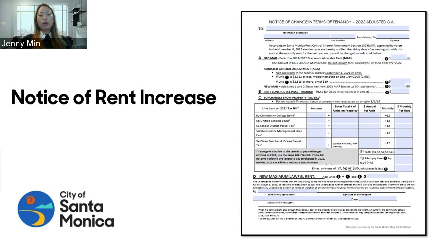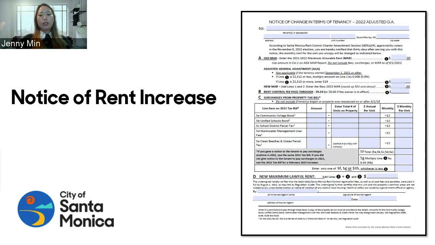So as you can see, there are sections A, B, C, and D. Section A, line 1 will have the old MAR. Line 2 would be the general adjustment, that percentage, or in dollar value. And when you add lines 1 and 2, then we get line 3, which will be the new MAR. Section B is the rent control fee pass-through. And again, this will only be passed through if the landlord paid on time.